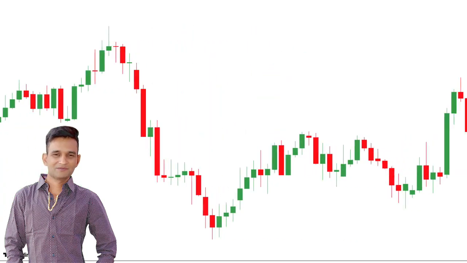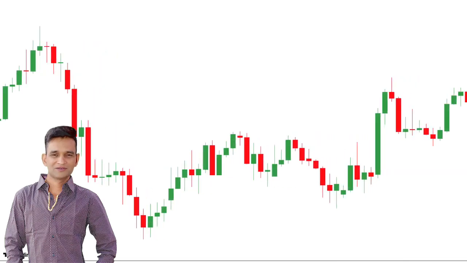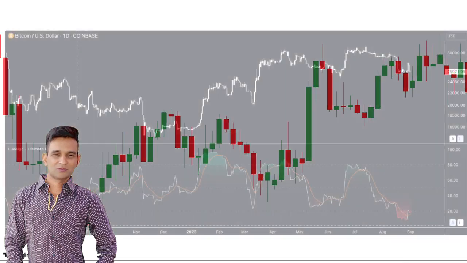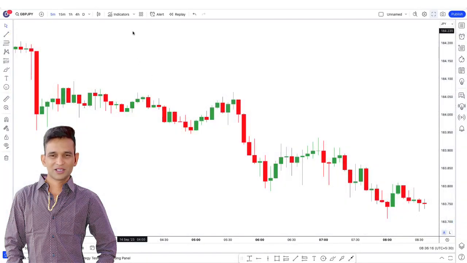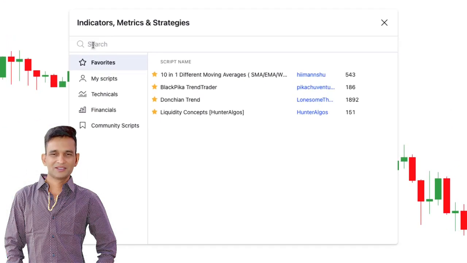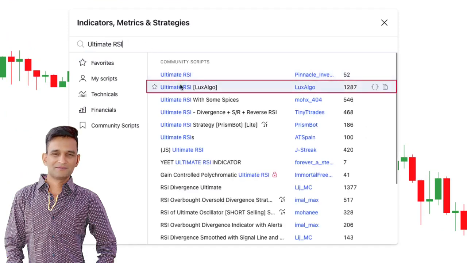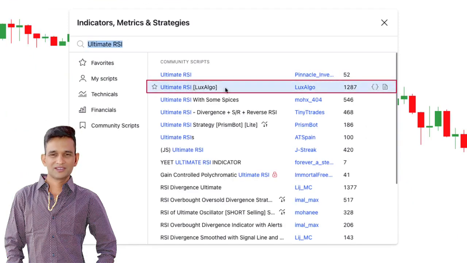Let's dive right in. Now, the cornerstone of this trend-following strategy is the Ultimate RSI, which was developed by Lux Algo. To add it to your chart, go to the Indicator Search tab and type in Ultimate RSI. Make sure you select the one by Lux Algo.